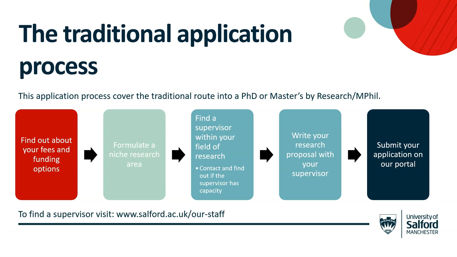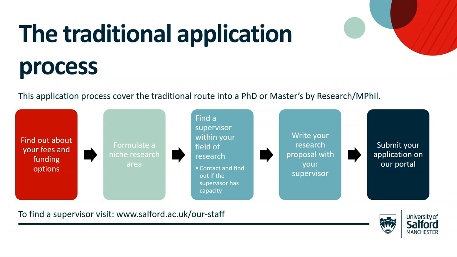So step number 1 is find out about your fees and your funding options. That's obviously very important, knowing that you can afford the program that you'd like to go into, whether that's a PhD, an MSc by research, an MPhil, knowing about the fees that are associated to those programs. And then also the funding options. Are you going with a loan? Are you going with a scholarship? Are there studentships? Or are there any other options for you?